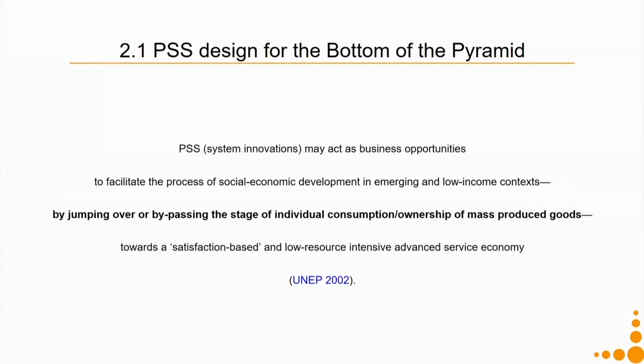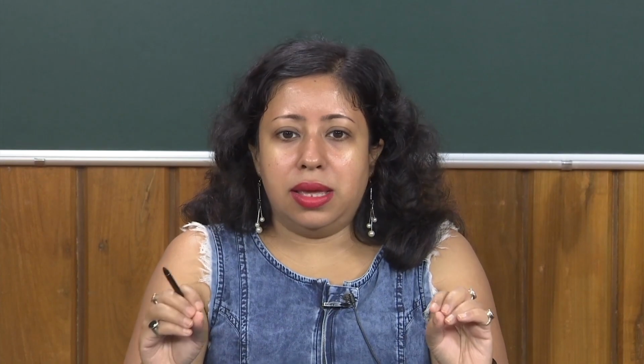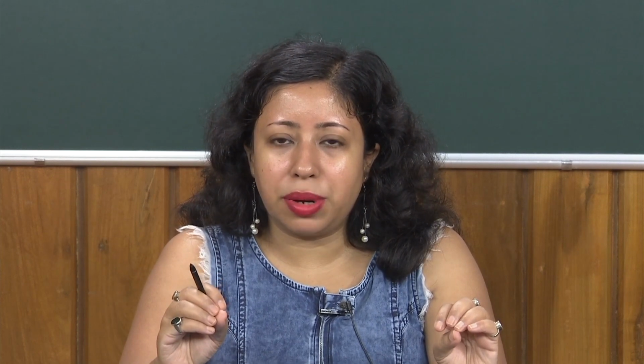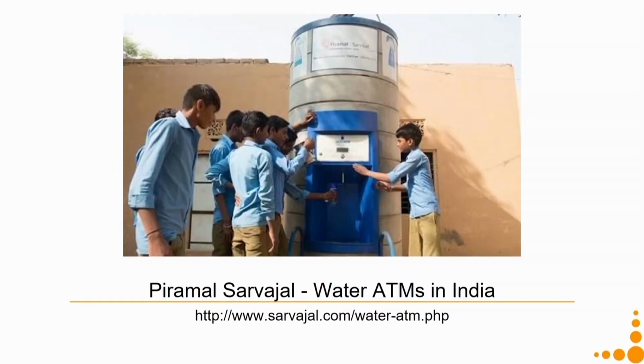As we spoke about, in this particular level, we try to bring in a combination of product and service together, which are together able to satisfy a particular unit of satisfaction. It says that you really do not need to encourage individual consumption and ownership of mass produced goods, but if you move towards satisfaction based, you can move towards low resource intensive products which are shared by the community. This was the example that I gave you in the previous class as well. This is a water dispenser.